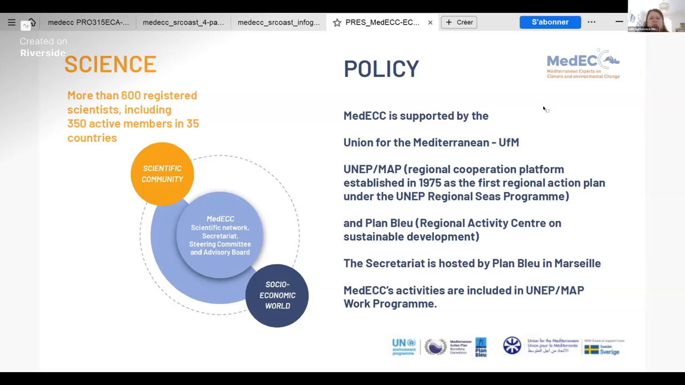And on the side of policy, as I said, we are supported by the main institutions of the region, and the Secretariat where I work is hosted by Plan Bleu, which is a regional activity center on sustainable development in the region, part of the UNEP MAP system. So UNEP MAP, I assume you will know from your field, is the regional cooperation platform that was established in 1975 as the first regional action plan, from the UNEP Regional Seas Programme.